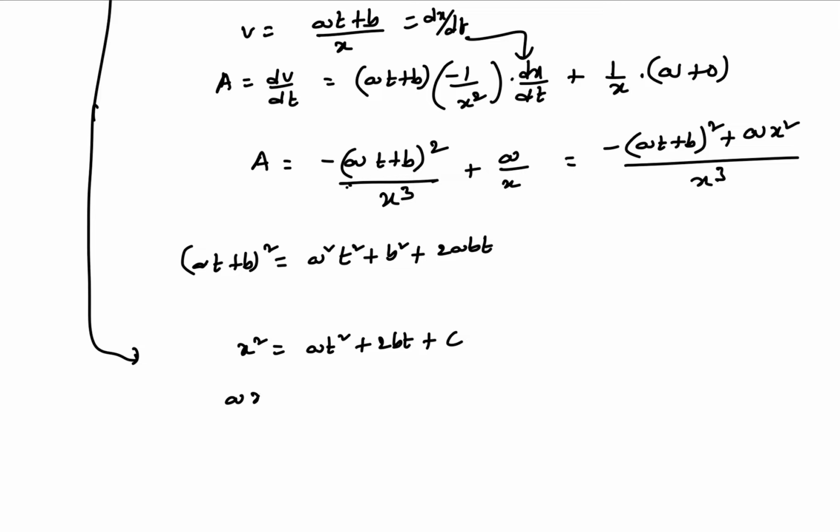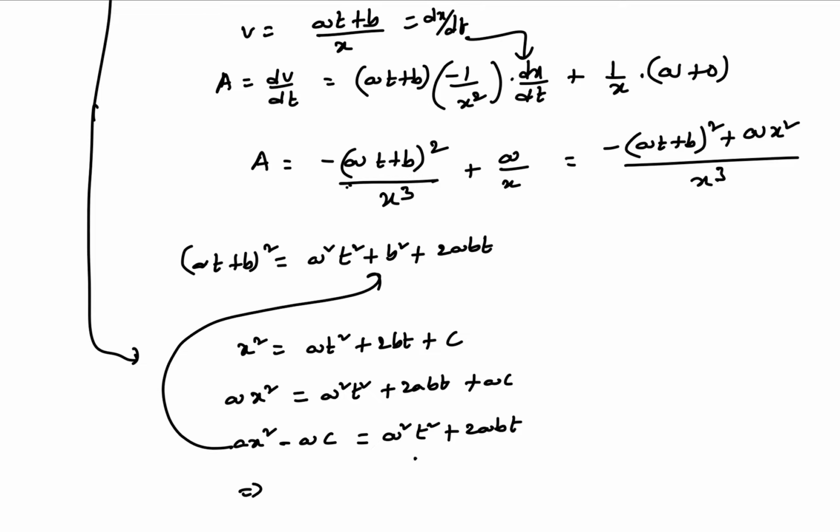From there you can eliminate the t term. How to eliminate the t term? You just multiply by a: a x square is equal to a square t square plus 2abt plus ac. Now a x square minus ac is equal to a square t square plus 2abt. Now you can substitute the same thing in this equation: what is a square t square plus 2abt, the value is this. You just substitute that value in place of this.